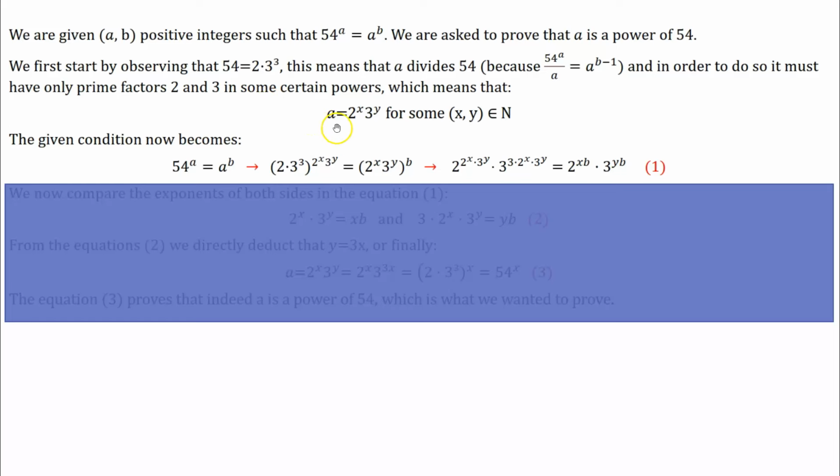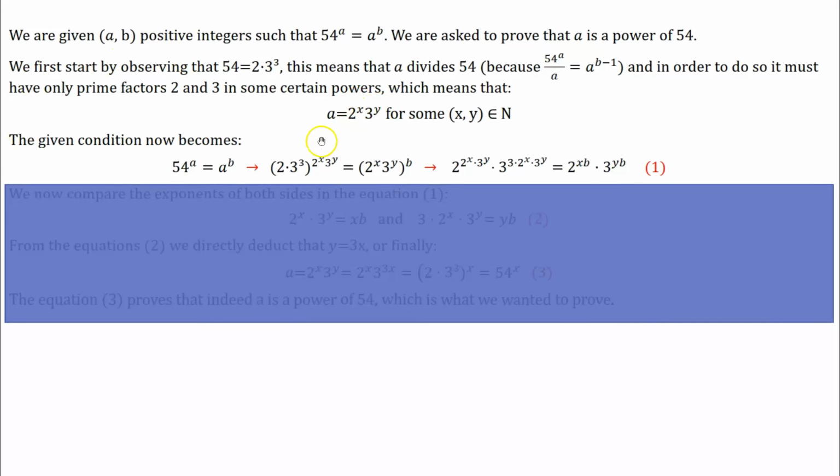So we'll get that a is of the form 2 to the power x times 3 to the power epsilon, for some x and epsilon from the set of natural numbers. Now this is a very important result that we will now use in order to prove the claim that we have in this problem. So the given condition that 54 to the power a is equal to a to the power b becomes 2 times 3 to the third, all of it in the power 2 to the power x and 3 to the power epsilon.